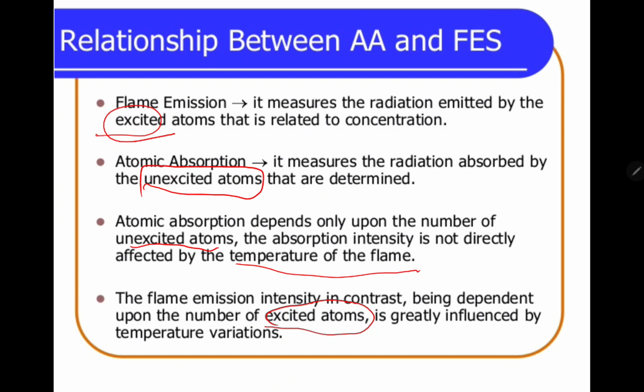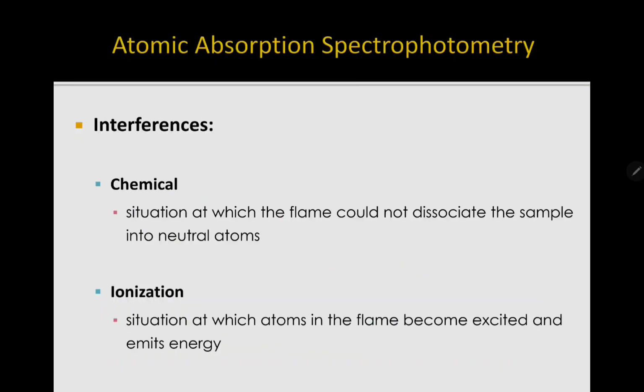Your atomic absorption, on the other hand, depends on the amount of unexcited atoms. So the temperature of the flame does not affect our readout. For atomic absorption spectrophotometry, you need to understand that we have interferences, chemical and ionization. Remember, in AAS, the atoms are unexcited, unionized.